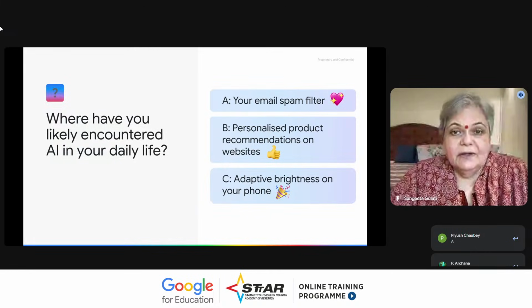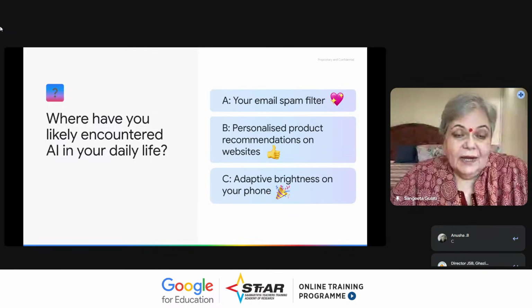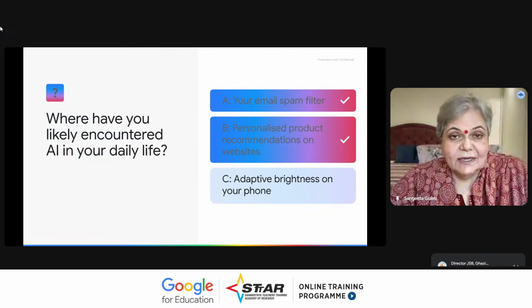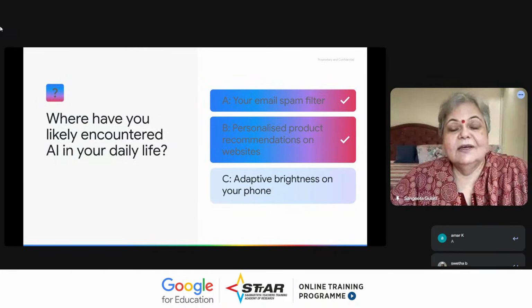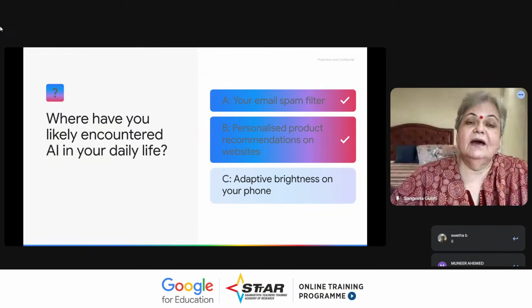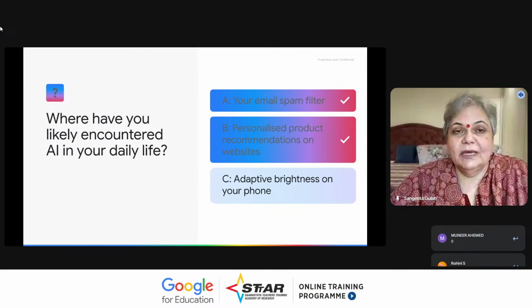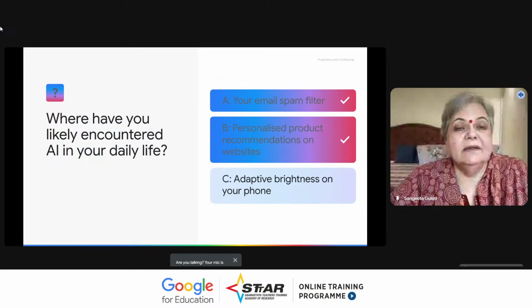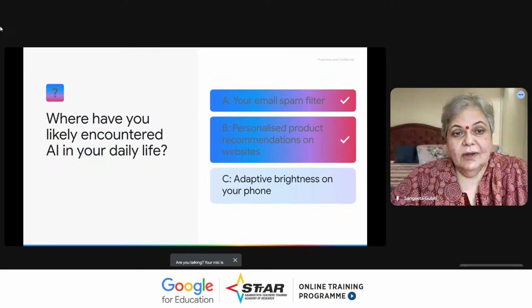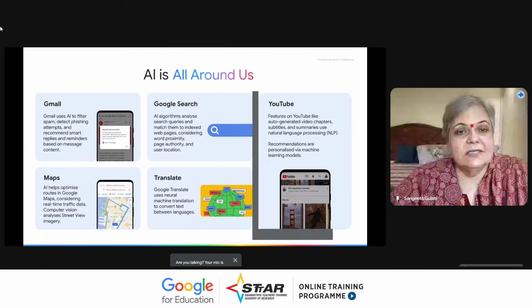Email spam filter, personalized recommendations on websites, adaptive brightness on your phone. And if you have chosen the first and the second one, then that's the correct answer. You're looking at the spam filters, personalized recommendations, for example, YouTube, or any kind of OTT, where you're looking at the movie recommendations coming to you. All of that is being followed by the pattern that you choose to follow. And so artificial intelligence is all around us.